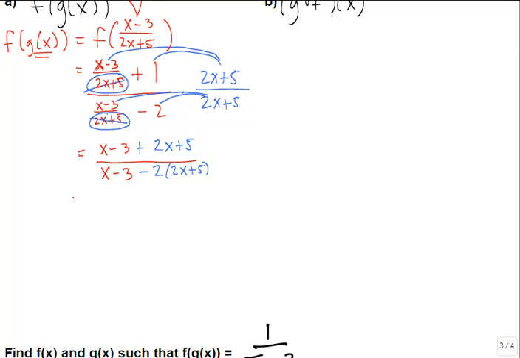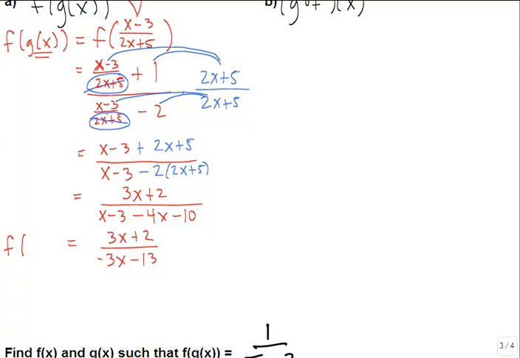So let's go ahead and do that. And while I'm at it, I'm going to clean up a few like terms in the numerator. So I have an x and a plus 2x, which is 3x, and I have a minus 3 plus a 5, which would be 2. So there's my numerator. In the bottom, if I distribute, I'm going to get a negative 4x and a minus 10. And if I clean up my like terms in the denominator, that's going to give me x minus 4x, which is negative 3x, and negative 3 minus 10 is negative 13.